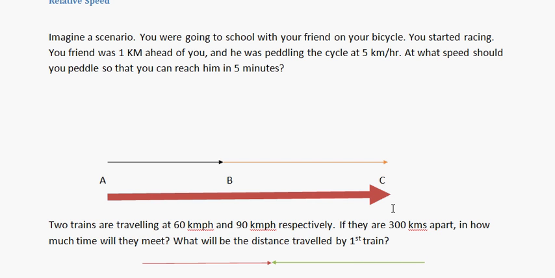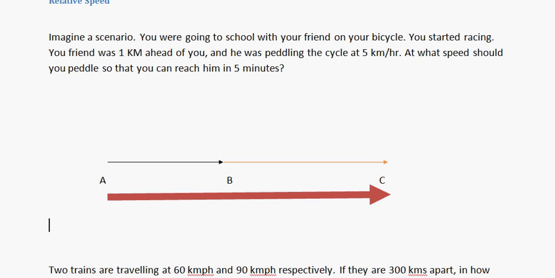What would be constant for both of you? It would be time, because the time taken by your friend to travel from B to C is the same time which you take to travel from A to C, which means your speed is higher than your friend's. So if you are given options, the first thing you have to check is to look for the options which are greater than 5 km per hour. Let's say all the options are greater than 5 km per hour. Then how to solve it?